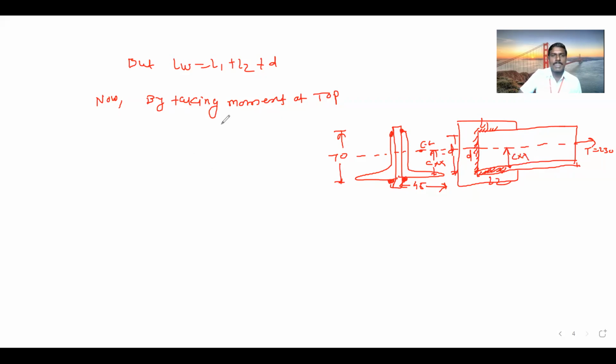Now we have to take moment at top is equal to 0. So for that, for this angle we have to select CXX. So everyone please go again to this particular table and find the CXX value.